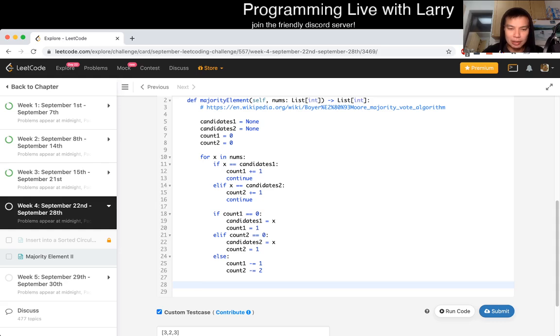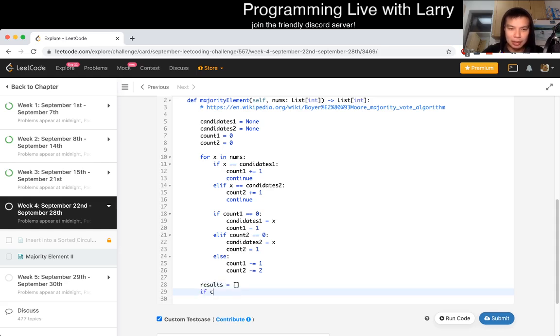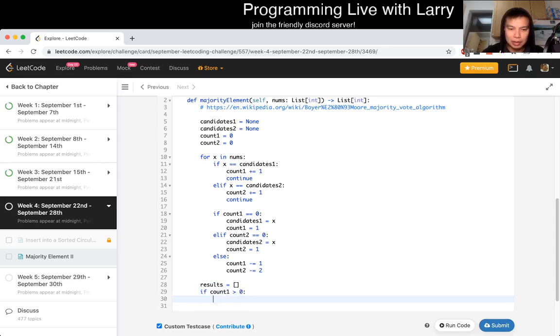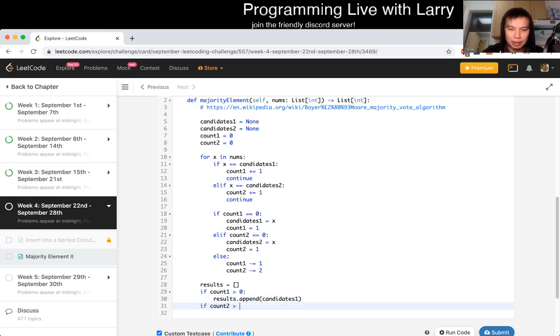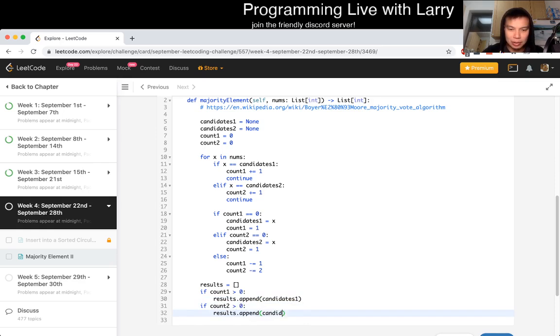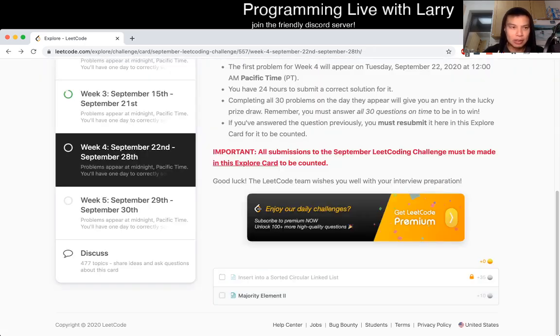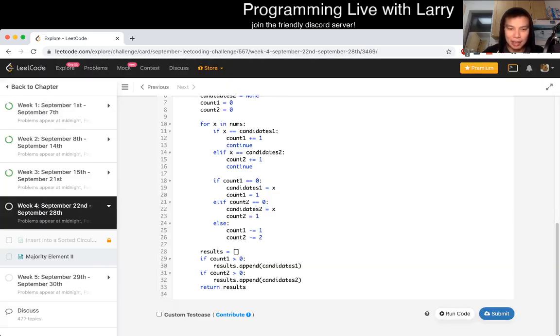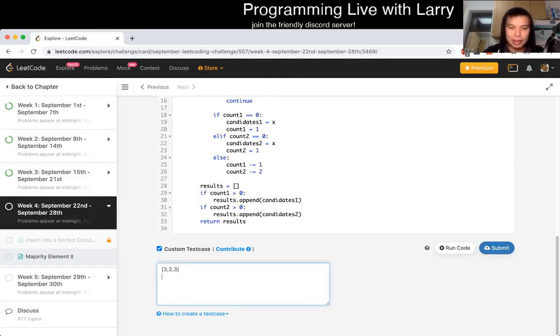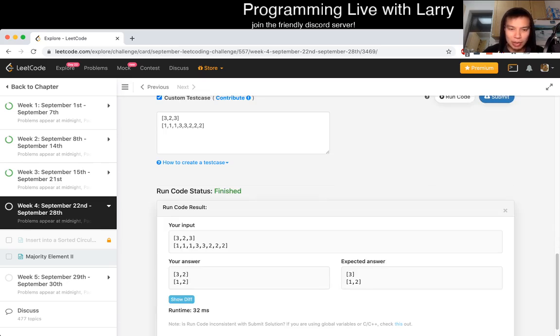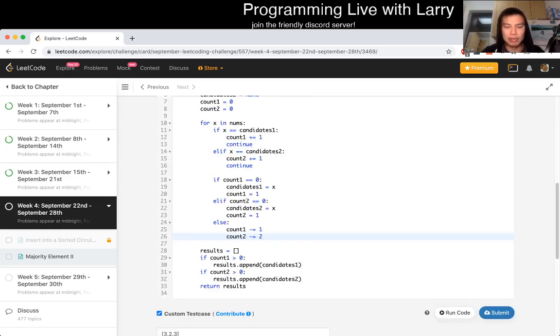Okay. So results is equal to an empty list. If count 1 is greater than 0, results dot append candidate 1. If count 2 is greater than 0, results dot append candidate 2, and then just return results. This is not final. This is not right yet, because we still should do a pass to verify that they're the 1/3 majority. But I just want to see real quick what this gives us. So this gives us 2. Again, that's because of the verification step, right?